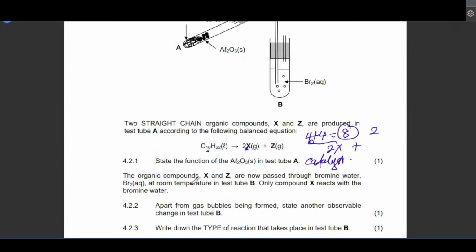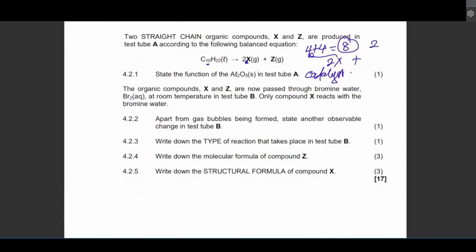Then they're saying the organic compounds X and Z are now passed through bromine water. At room temperature in test tube B, only compound X reacts with the bromine. So it means that now this one is saturated while these two are unsaturated. Remember, for bromine to react, it must have a double bond somewhere.